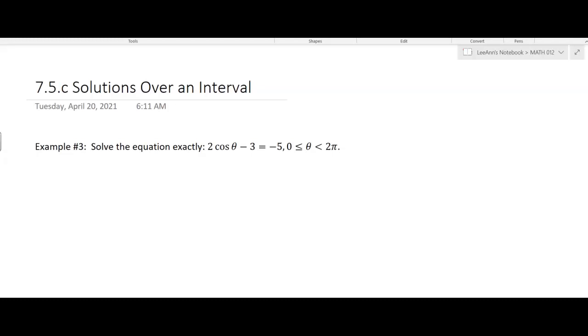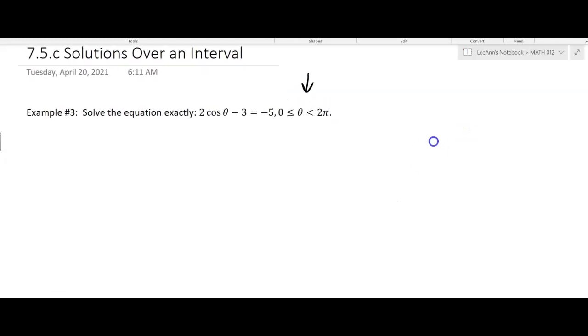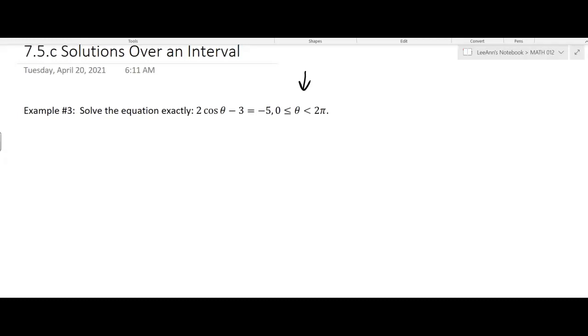Okay, so now we have an equation where, again, they want the exact solutions, but they've specified the interval. So let's talk about that just a little bit here. It's saying that theta, the angle that you can find, has to be greater than or equal to 0, but just less than 2 pi. So we're not including 2 pi, but we are including the 0, okay? All right, so that's kind of important to recognize that distinction there. So here you have the less than or equal to, and here you just have the less than symbol.